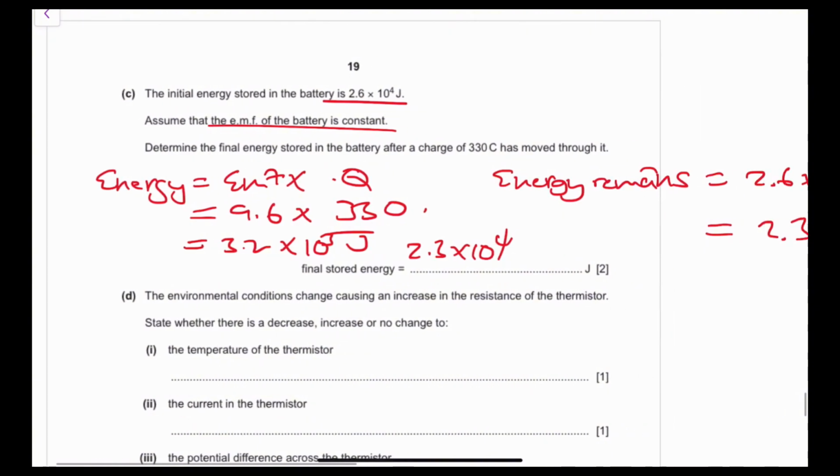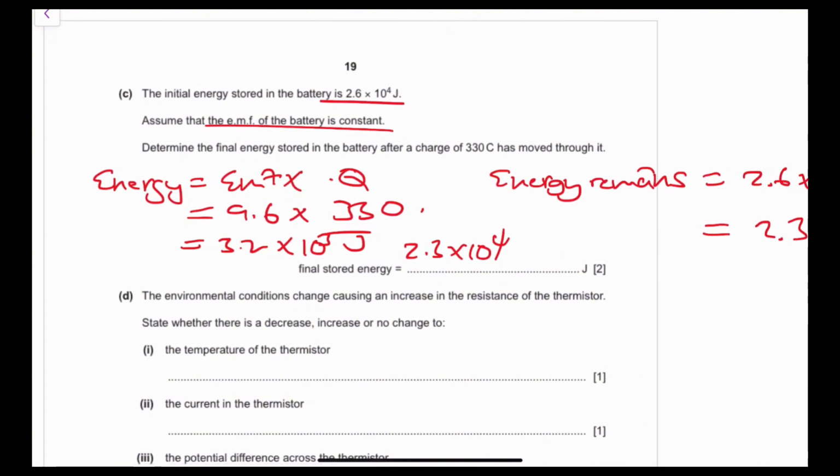So always remember, what energy are you given to begin with? 2.6 times 10 to the power of 4. Electrons come with a certain charge. They take away a certain amount of energy. What amount of energy remains? You can find the energy that remains by subtracting it from the initial. So it's final minus initial, which is the energy that is stored in the battery itself.